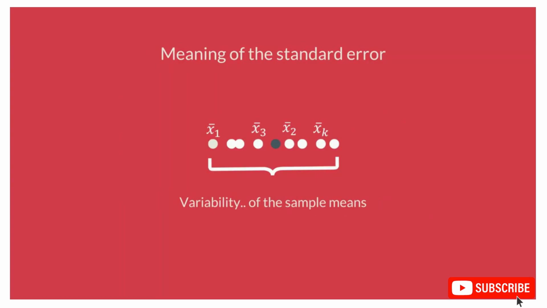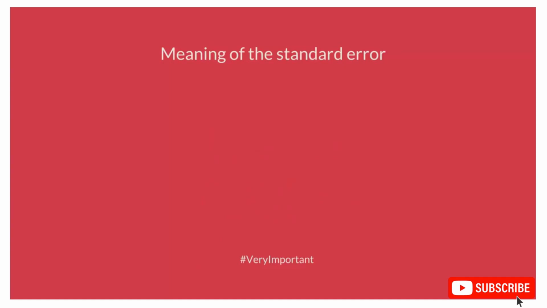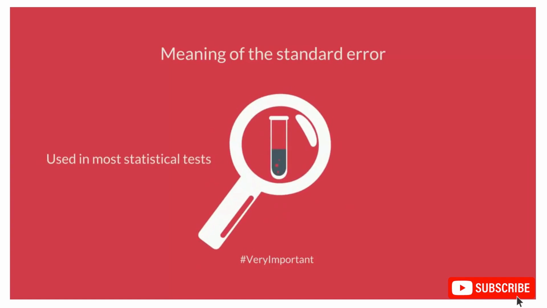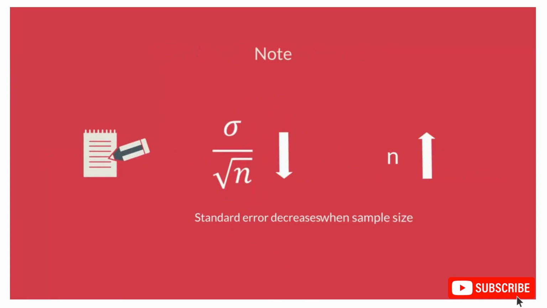You can guess that since the term has its own name, it is widely used and very important. Why is it important? Well, it is used for almost all statistical tests because it shows you how well you approximated the true mean. More on that in the next lessons. Note that it decreases as the sample size increases. This makes sense as bigger samples give a better approximation of the population. That's all for now. Thanks for watching.